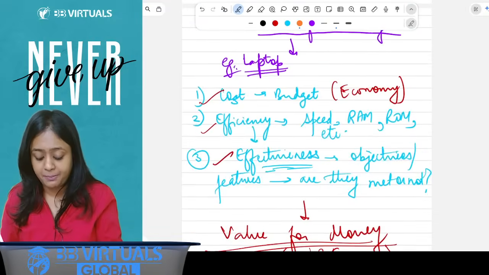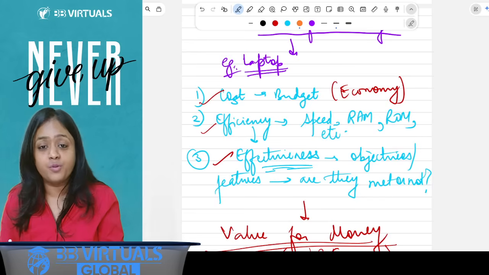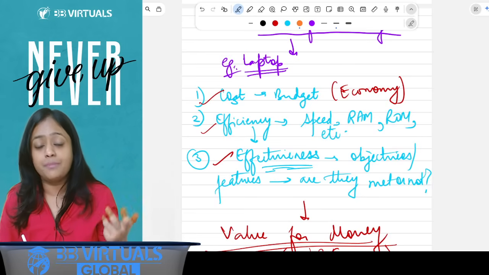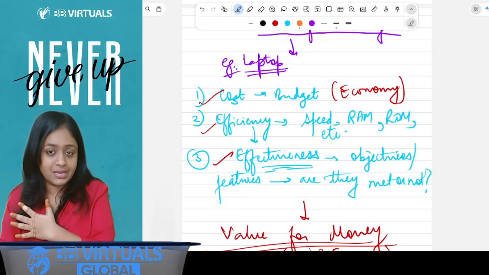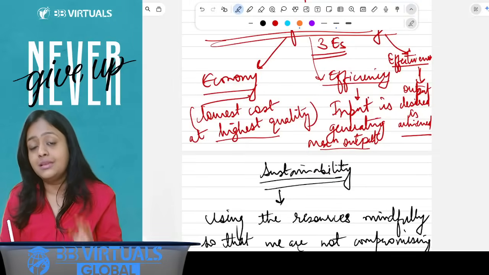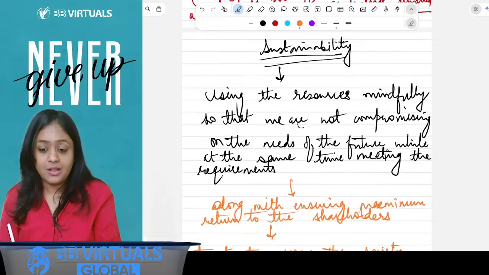Let's take an example. If I take a laptop example, the cost of the laptop would be the economy question. Efficiency is like the speed, RAM, and the other features involved to ensure that it gives me the maximum output it can. Effectiveness is whether the features that we had targeted are achieved there or not. So this is effectiveness.